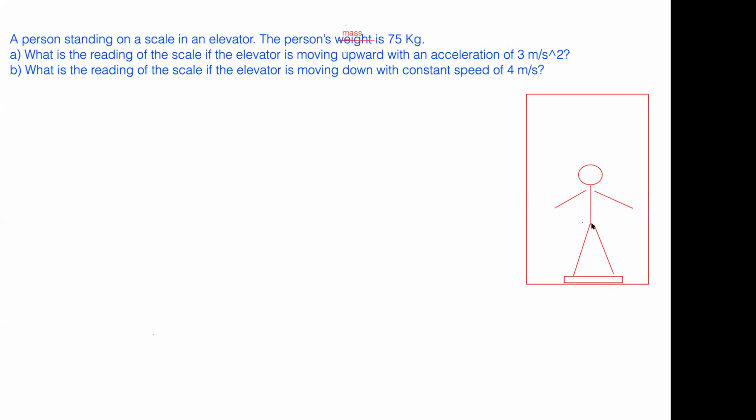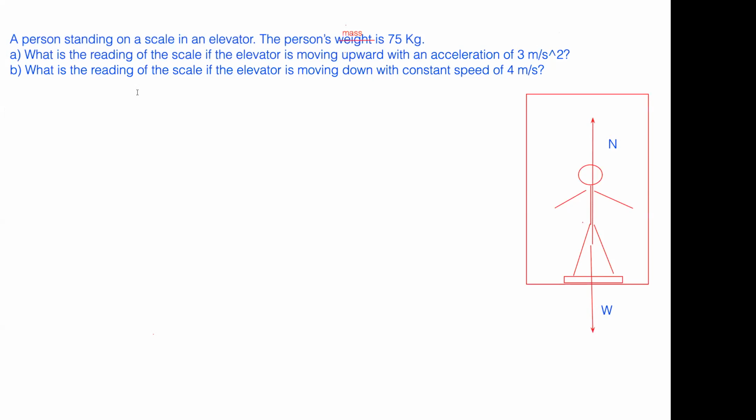Okay, so we know that the mass of the person is 75 kilograms. So that means we have a force going downwards, which is the force of the weight, and it will be described as W. And we know that there is a normal force going up that supports the person, like this. And that will be our normal force.